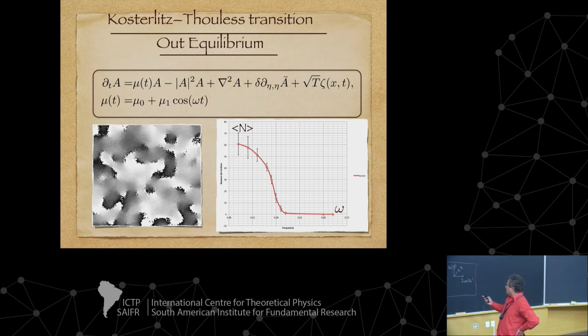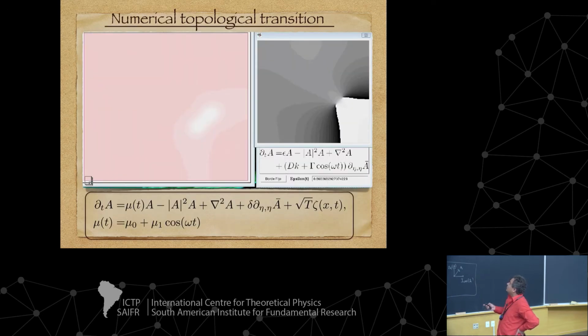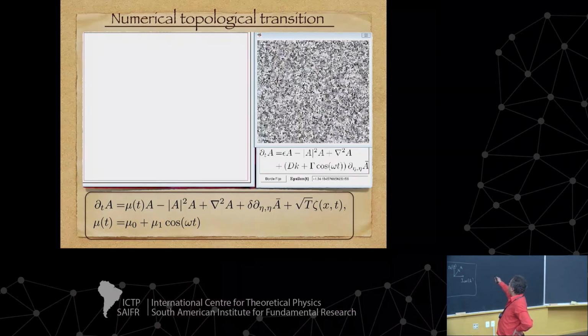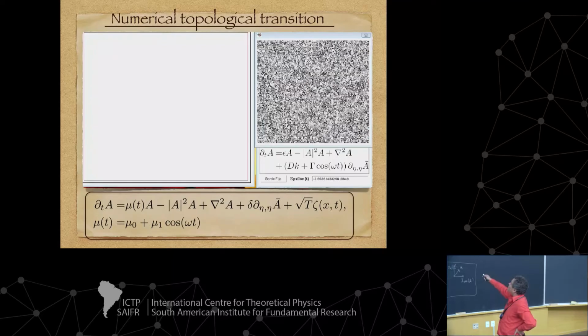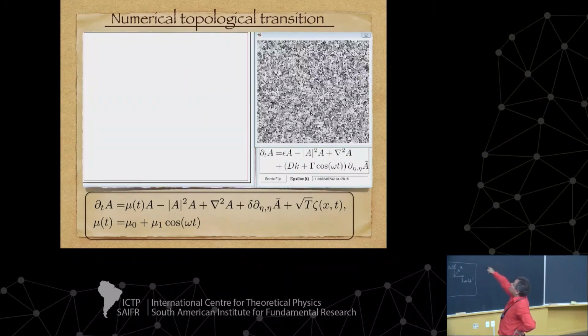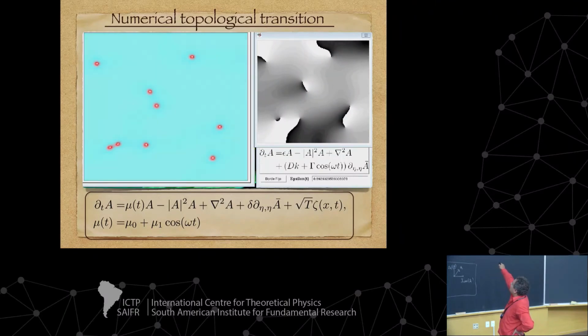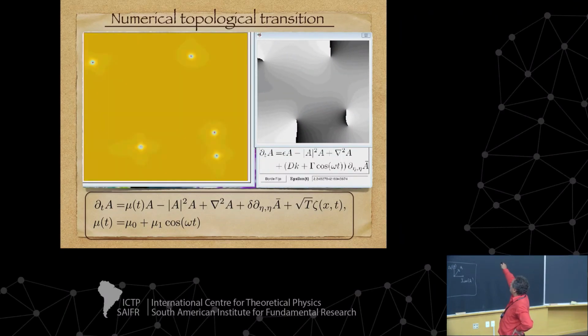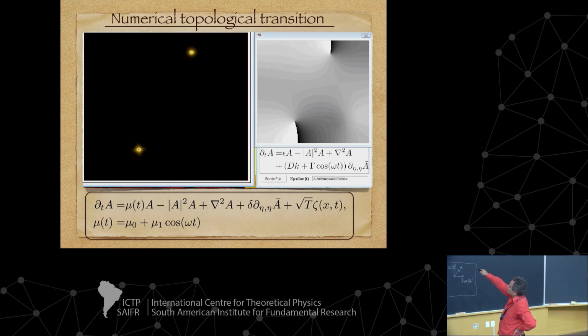So let me show you, this is a numerical simulation, in order to look at that. You observe that here is the variation of my parameter. I show here the phase, here is the amplitude. When the parameter is negative, we don't expect to observe vortices, but in the phase you observe a jump of phase, so we have a vortex here. You observe that.